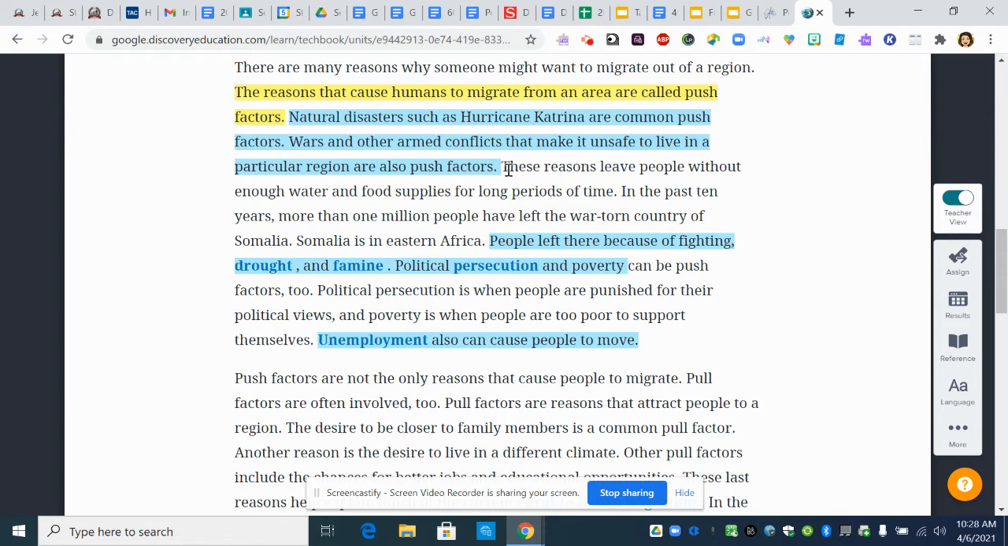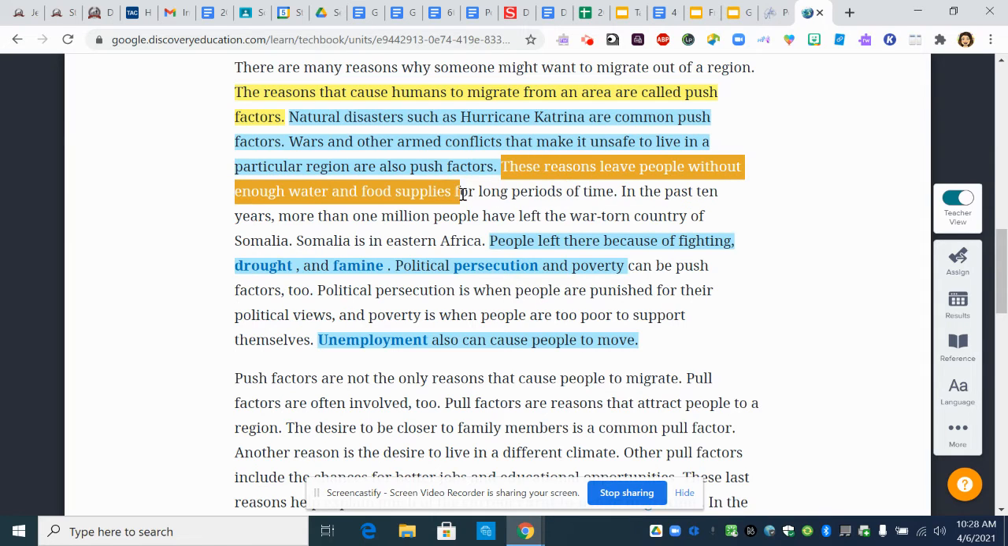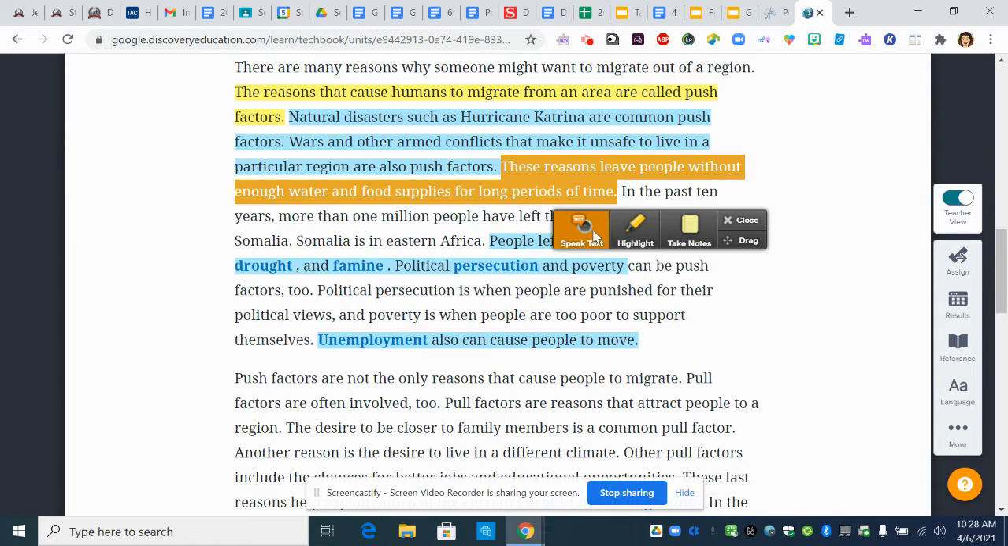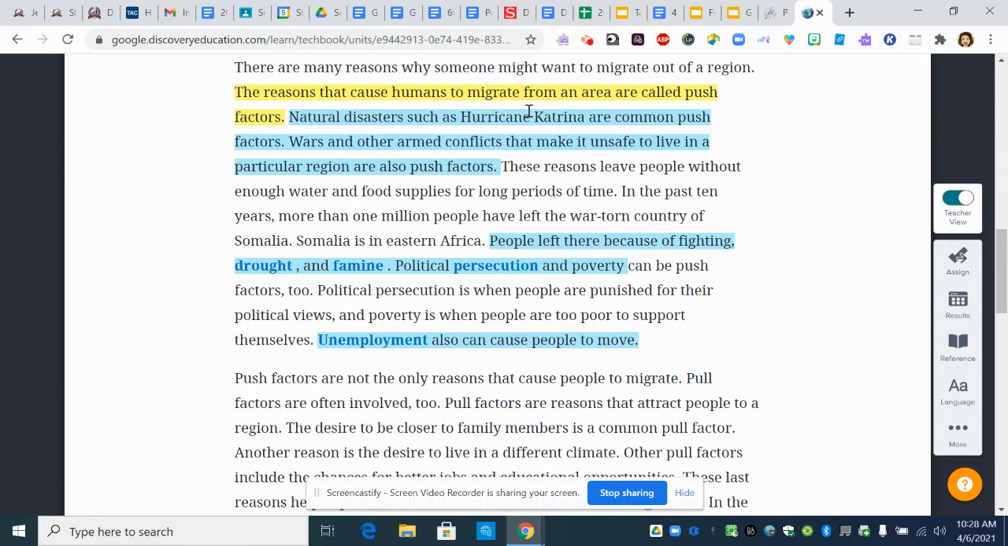So I actually think this is an important sentence too. People leave without enough food and water.